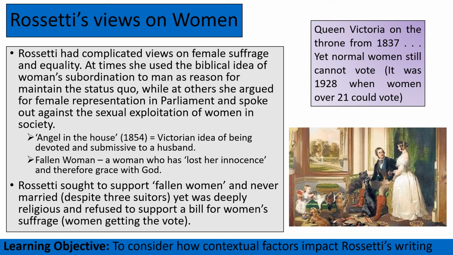So basically, she didn't think women should get the vote. You've got to remember at this point, Queen Victoria is on the throne from 1837, in fact. Women didn't get the vote until 1928. So there is this almost 80-year gap where women do not have any power over legislation. And Rossetti thought this was good. Rossetti did not think women should have any say over legislation.